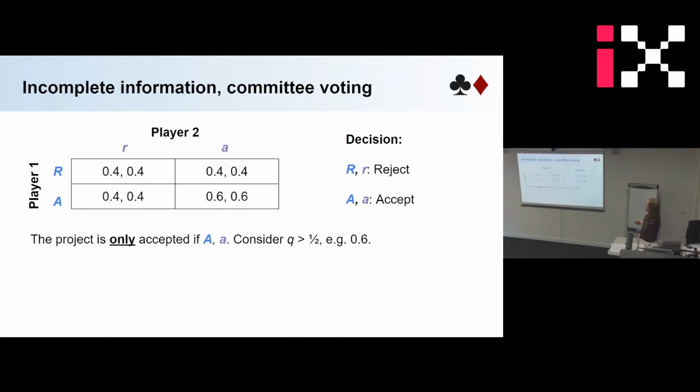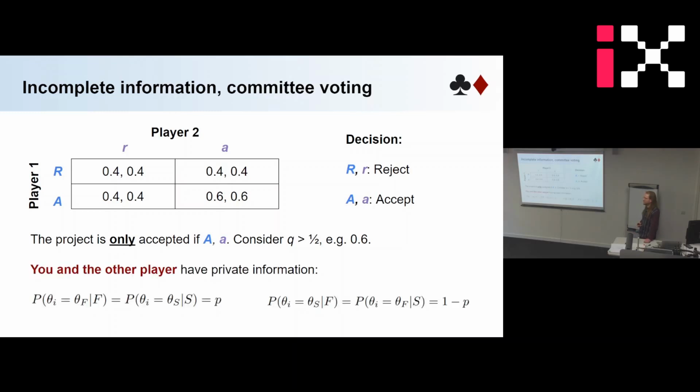Now, this is a game with complete information. You know everything about the game. Everybody knows everything about the game. And there's no question of what you should do. You want to maximize your payoff, so you accept in this case. And the other person wants to maximize their payoff, so they accept. And now everything is done. Now imagine that you are an expert on one topic and the other committee member is an expert on another topic. So you have some private information of failure that the other person doesn't have.